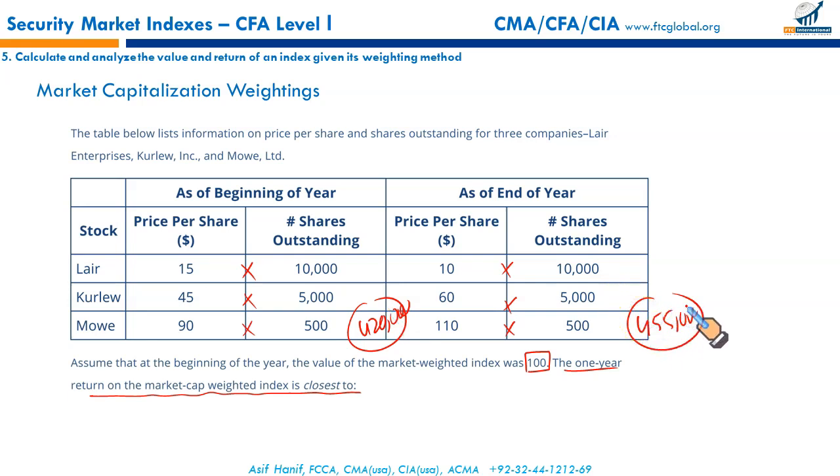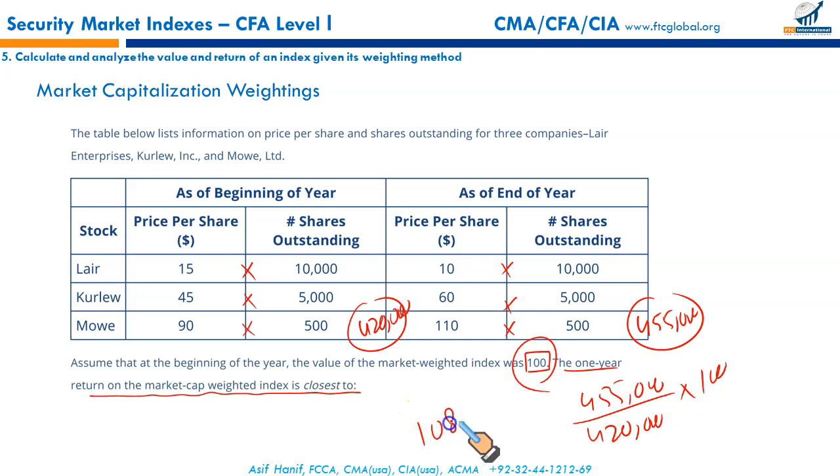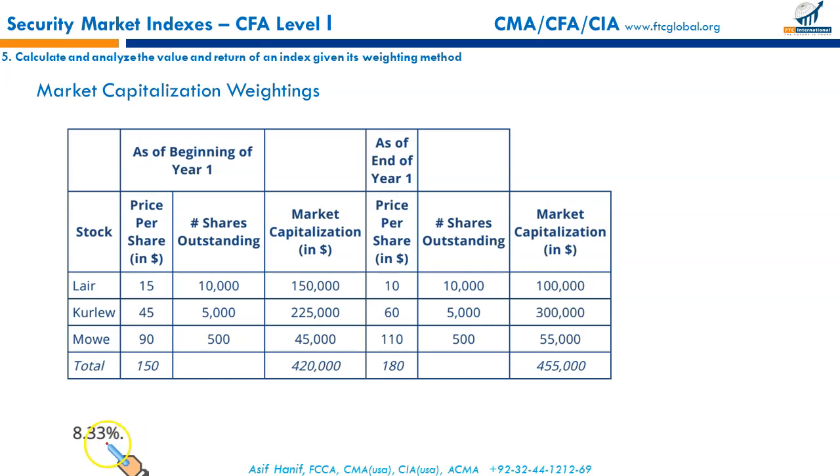Okay. So what is the change? 455 upon 420 multiplied by 100. Now the index, since 455 is the closing market cap and 420 was the opening market cap, taking it as the base, multiplying it with 100 will give you 108.33. So if the index base was 100, now it's 108.33. So the return, gentlemen, is 8.33%, and that is right here.